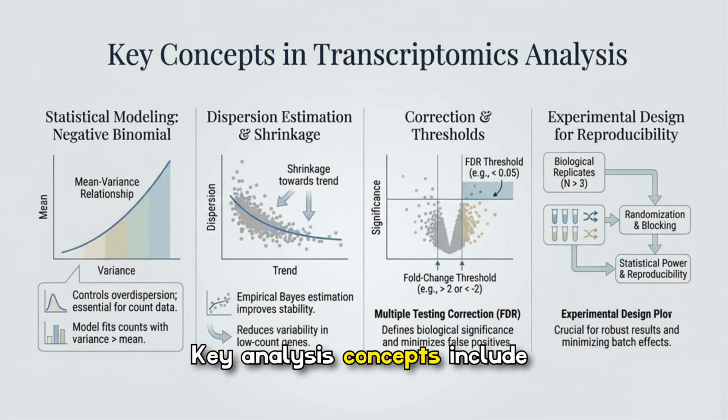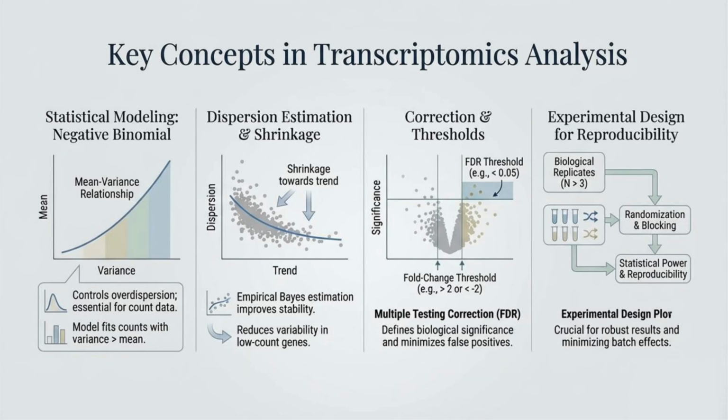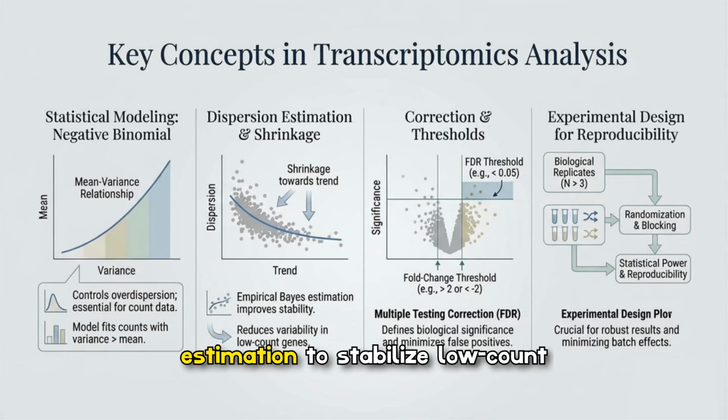Key analysis concepts include statistical modeling with count-based distributions to handle overdispersion, empirical shrinkage, and dispersion estimation to stabilize low-count genes, and multiple testing correction, like FDR, to control false positives. Equally important is sound experimental design with adequate biological replicates, randomization, and blocking to ensure reproducibility and statistical power for detecting real biological effects.